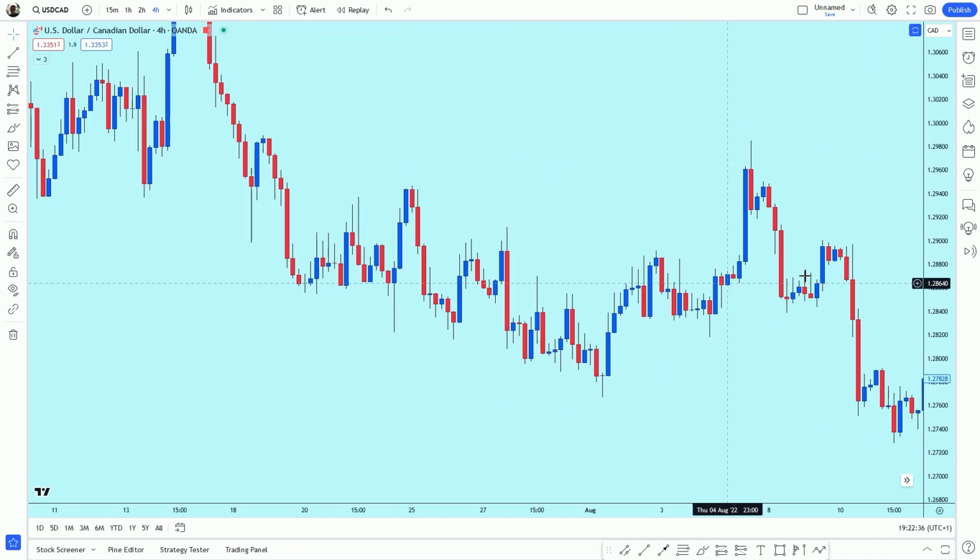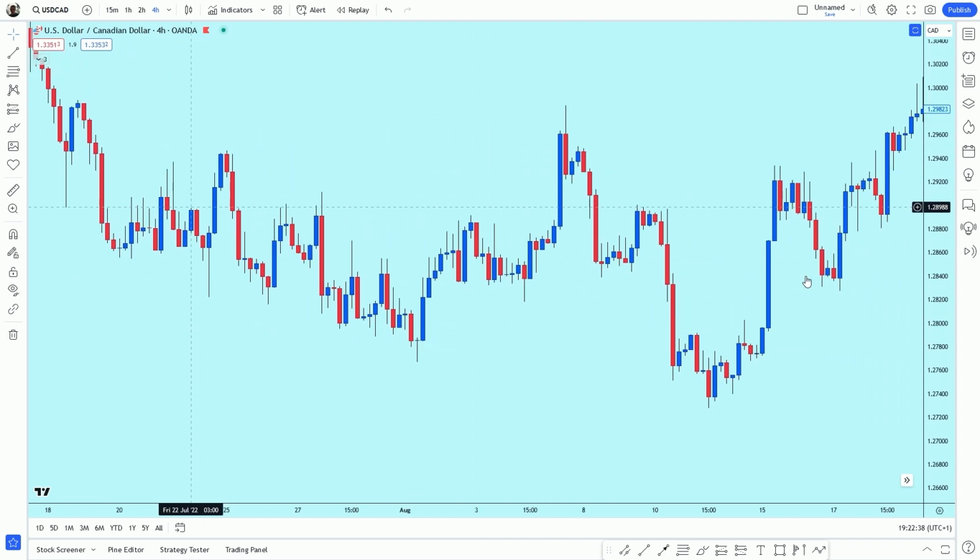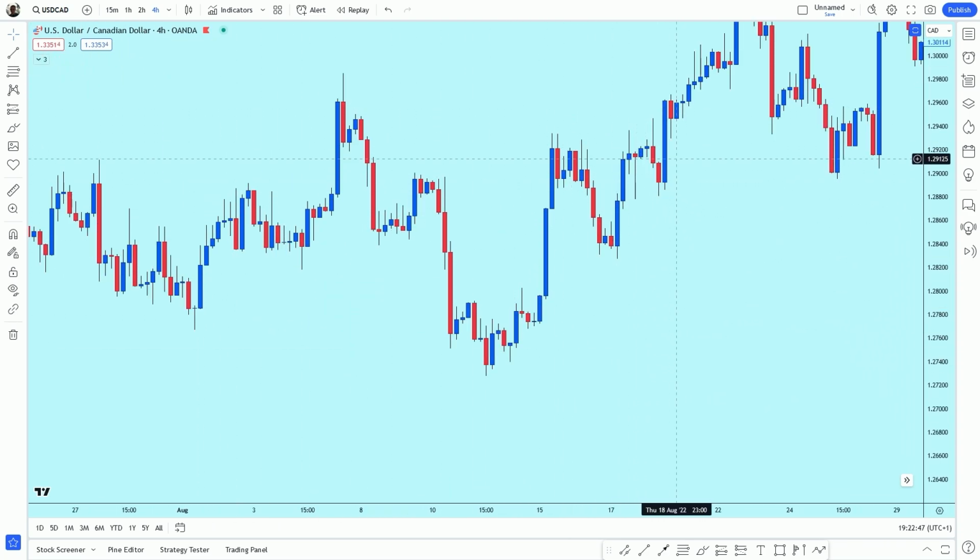Here we can see a consolidation and we don't have an uptrend or downtrend, but then price formed this structure that looks like a double top, but unfortunately, as we can see here, it failed.